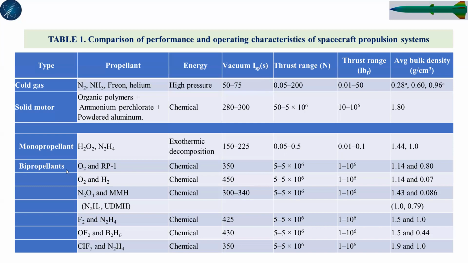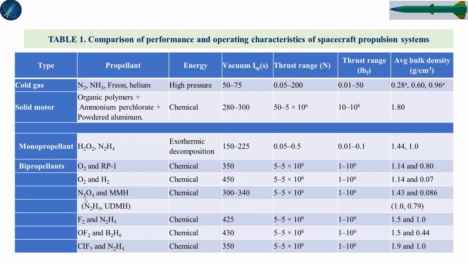Another is bipropellant. So it uses oxygen and RP1. This RP1 is one of the compositions. Again, it can use O2 and H2. Okay, so this is liquid oxygen, liquid hydrogen. Liquid oxygen is called LOX, and the H2 is liquid hydrogen, which gives you 450 seconds of ISP.